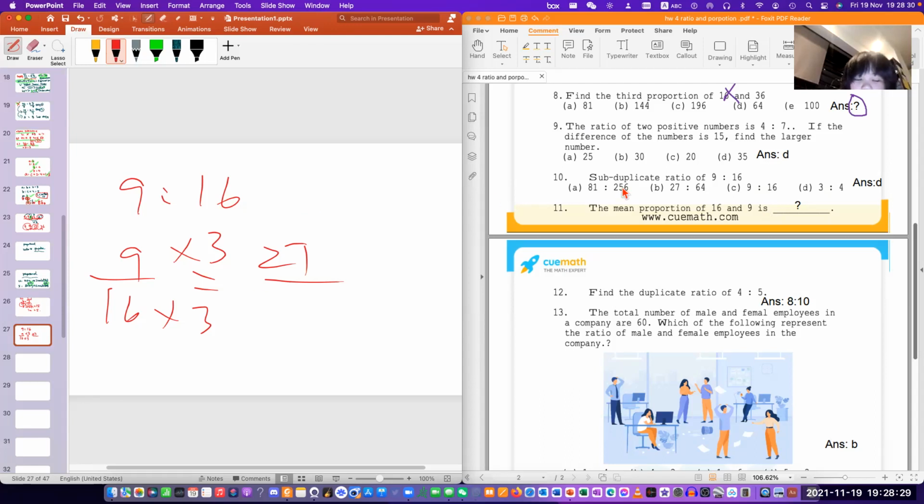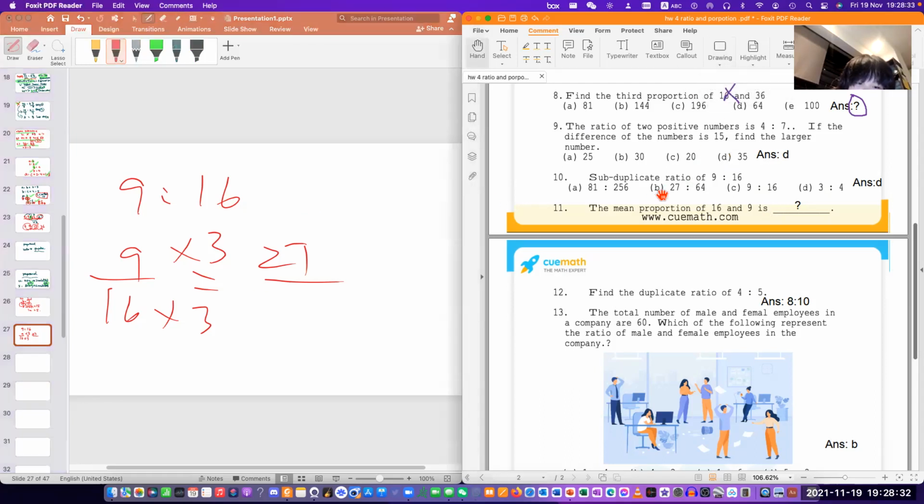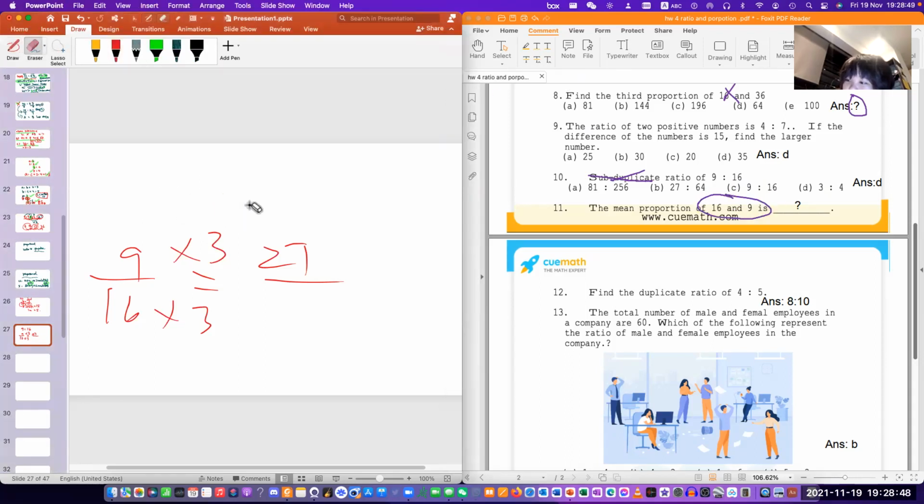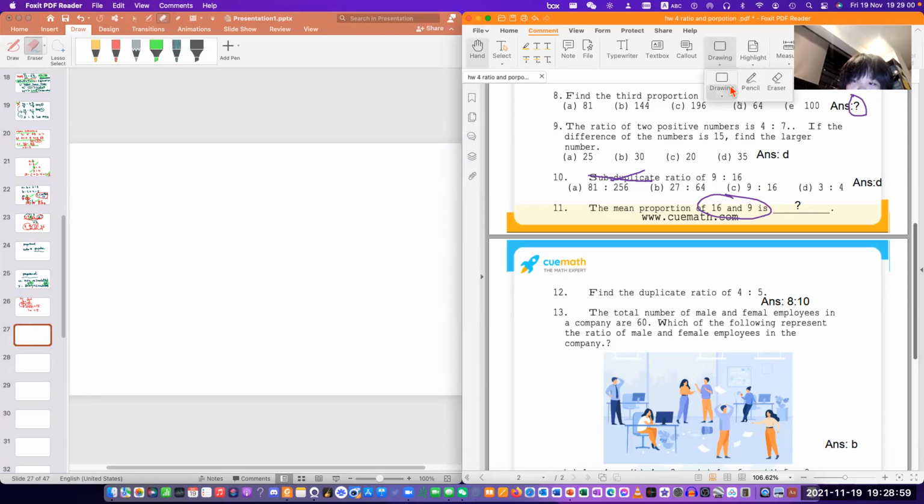All right. But anyway, I don't think they will ask you for this question, because I don't think the word sub-duplicate will be taught next time. But over here, the mean proportion of 16 and 9. So what is the mean proportion? Any idea? And I don't think this concept is tested in your syllabus as well. So we just cross this out. Sub-duplicate mean proportion, you are not going to learn it in your school. So we are not going to talk about it.